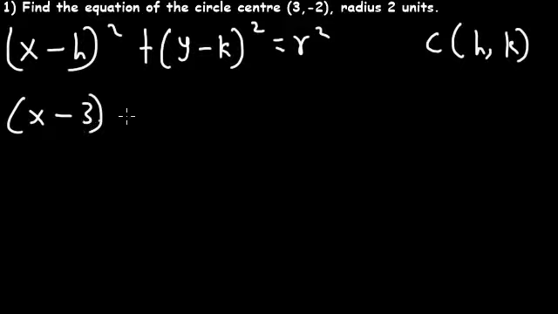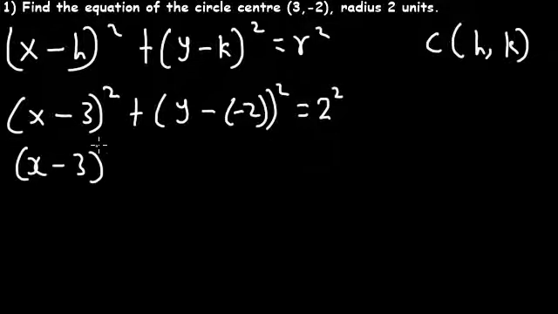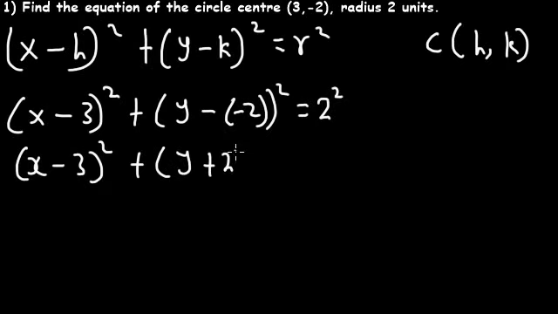plus (y minus, the value of k is -2, as you can see) so we have (y minus -2) all squared equals, the radius is 2, so we have 2 squared. Now simplifying this forward, we have (x minus 3) all squared plus (y plus 2) all squared, since -2 times the negative sign gives us +2, equals 2 squared, which is simply 4. And we have our final answer.